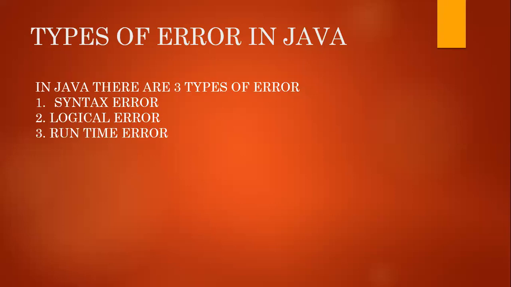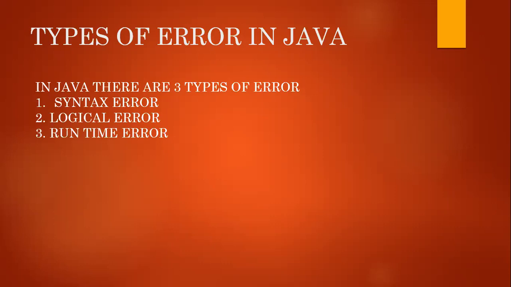What is logical error? Logical error is the error which occurs in the programming logic. In this case, you will find the program is compiled successfully and it also gives us the result, but the result is not what we expect. That is called a logical error. This error is called logical because it is an error in the logic of the program. Definitely logical errors are very difficult to figure out because there is no error in the syntax of the program.